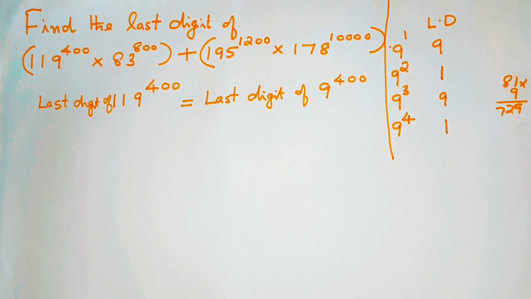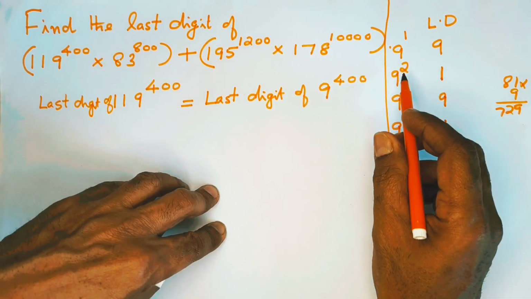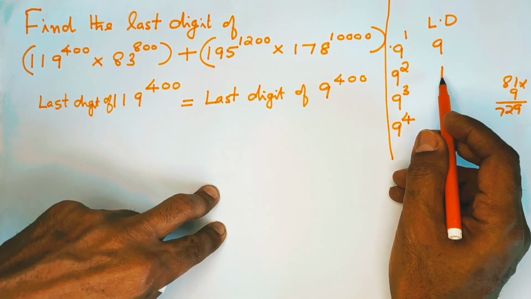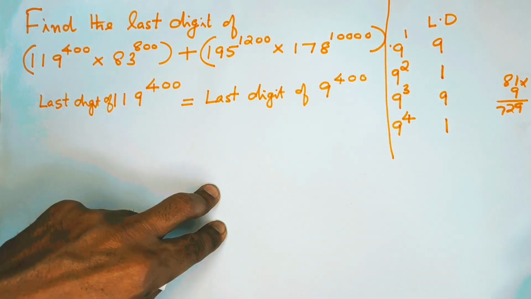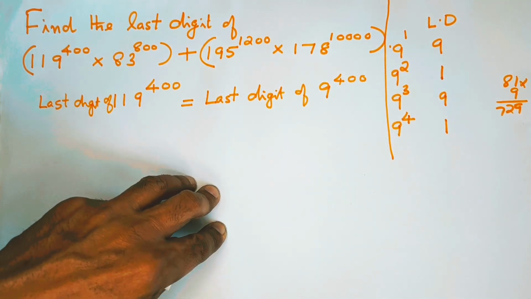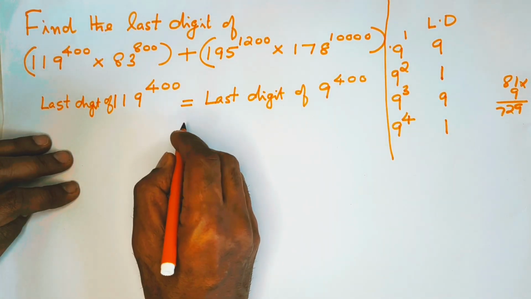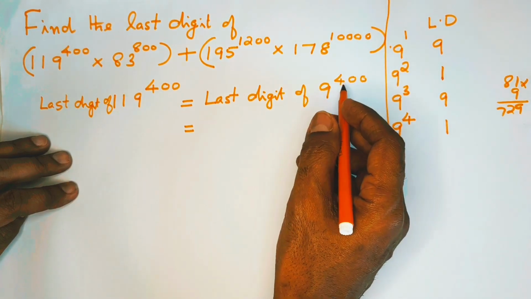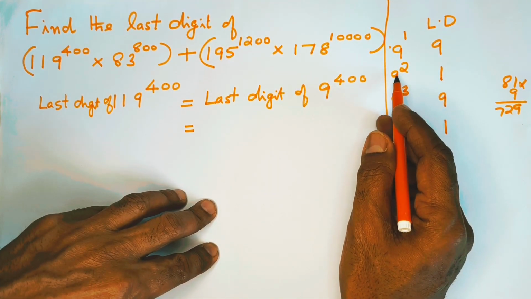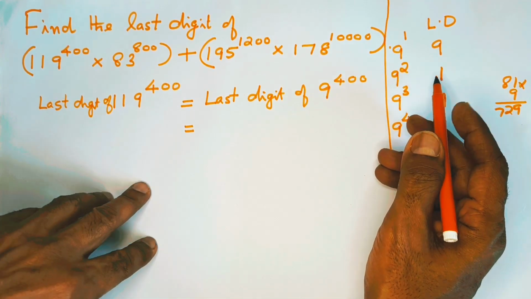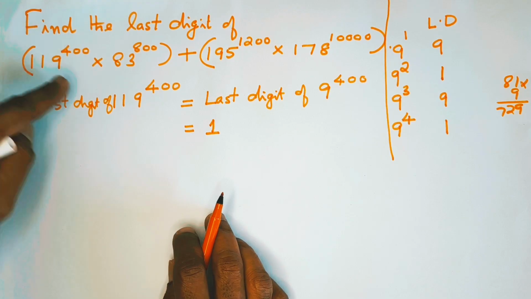So what do you observe here? When the power is an odd number, the last digit is 9. When the power is an even number, the last digit is 1. It keeps alternating. Put differently, 9 power any number will have only two distinct last digits, which are 9 and 1. So what will be the last digit of 9 to the power of 400? 400 is an even number. And when the power is even, the last digit is 1. So the last digit of this particular number is 1.